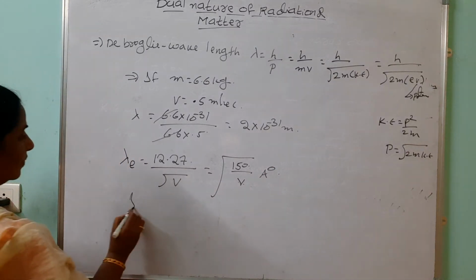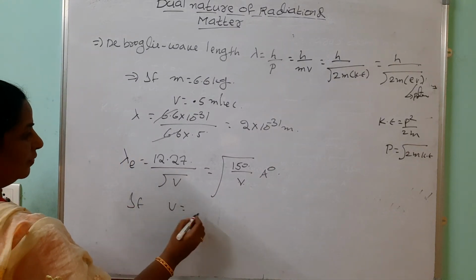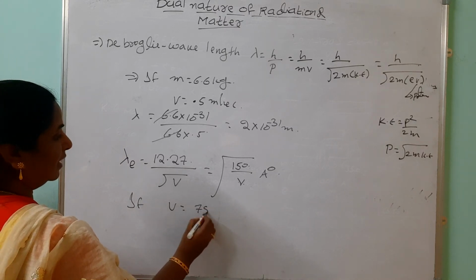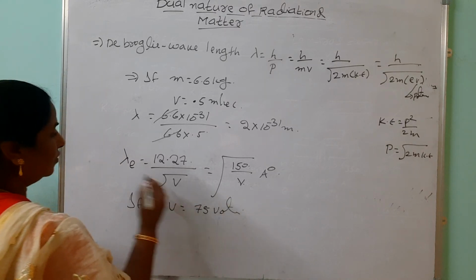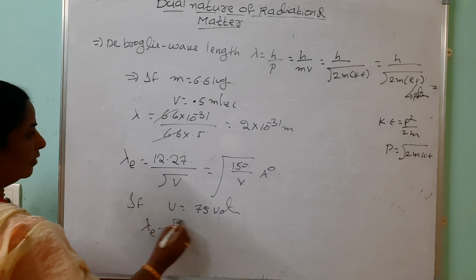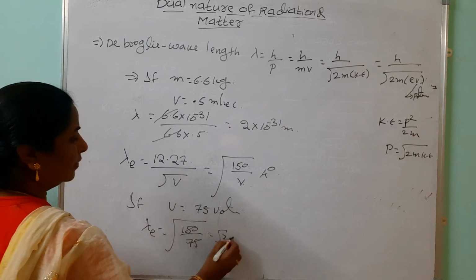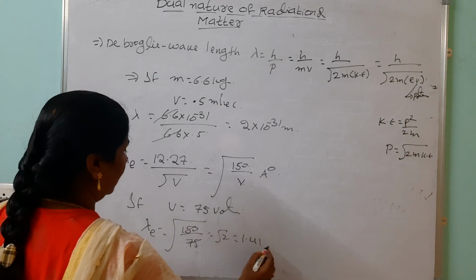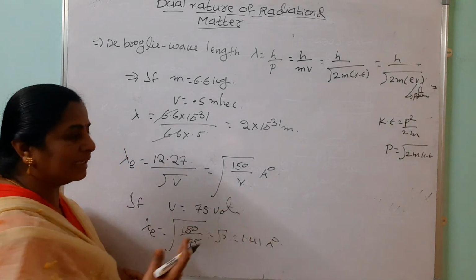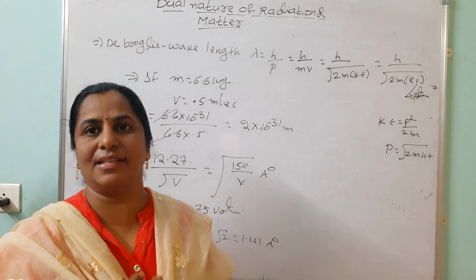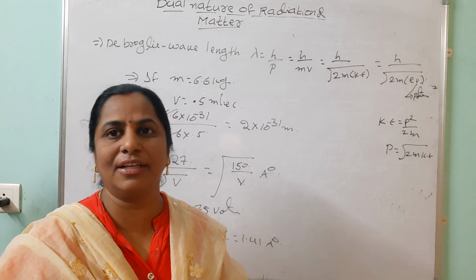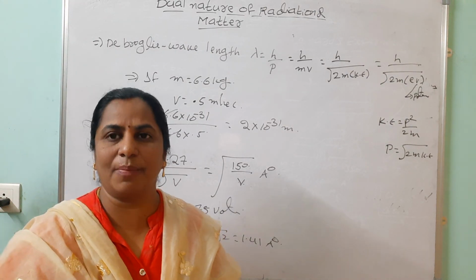See, suppose V equals 75 volts, then how to find the lambda of that electron? 150 by 75, under root, 1.414 angstroms. So that depends on the situation. Deuteron is there, alpha particles are there. Everything we can find out with the help of this concept.